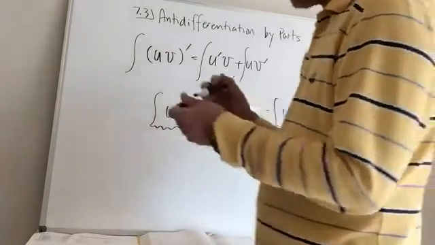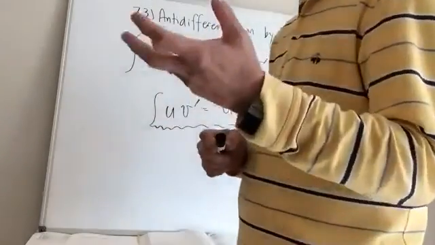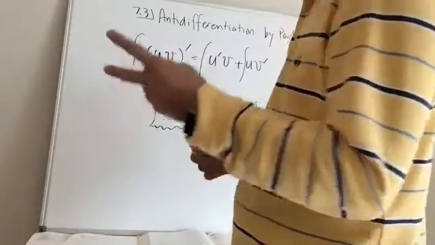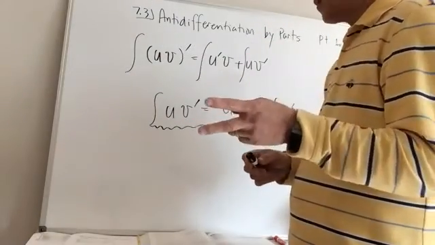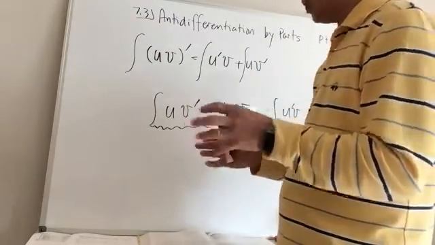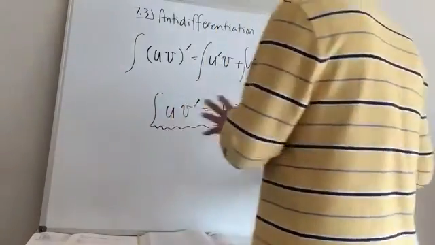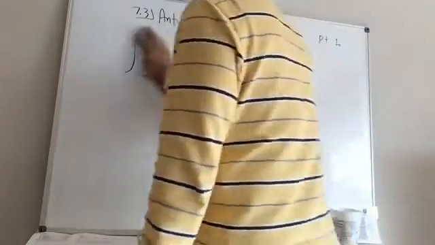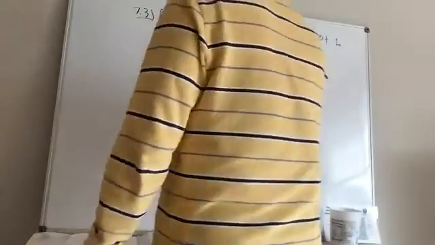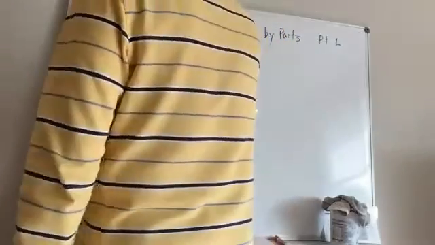So you have to look at what you're trying to take the anti-differentiation of as being the product of two different functions, and you're going to use this. This looks a little bit confusing, so let's just do one of the examples. Let's jump right into the example. Example number 1.